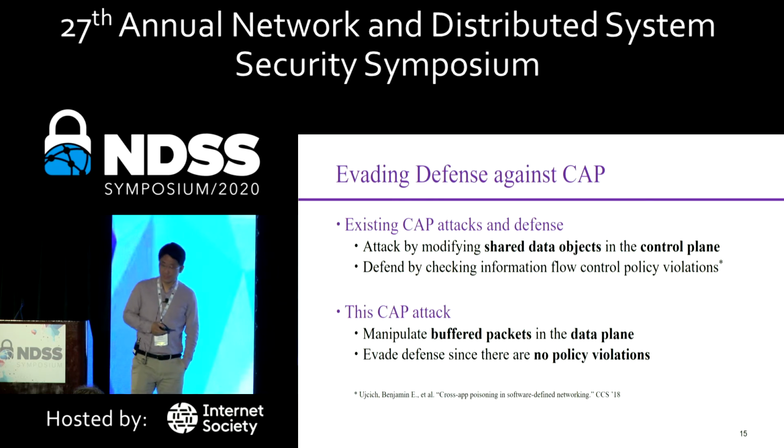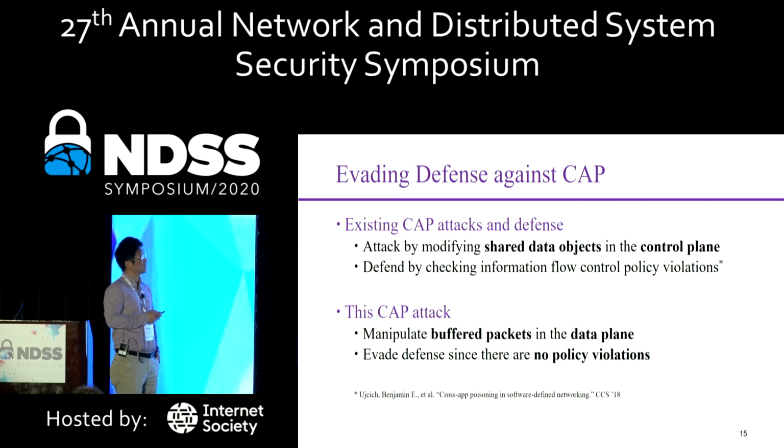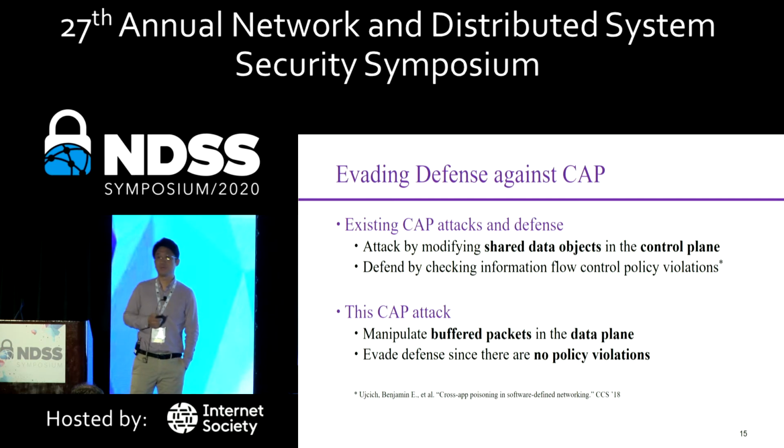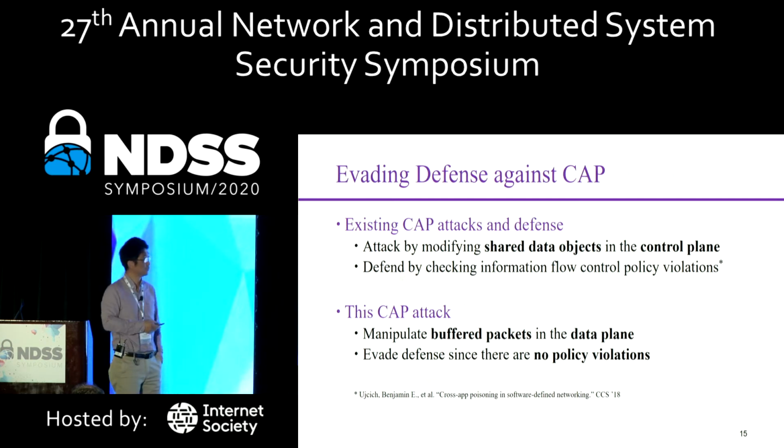Previously, researchers developed a number of cross-app attacks. Their idea is to modify some shared data objects in the control plane, so those attacks can be detected by analyzing information flow control to detect any policy violation. For our attack, we manipulate the buffered packet in the data plane, so it can escape all this existing defense.